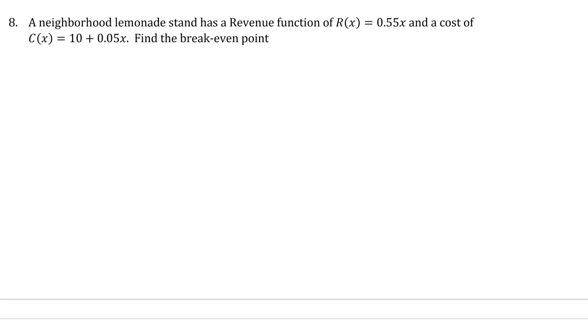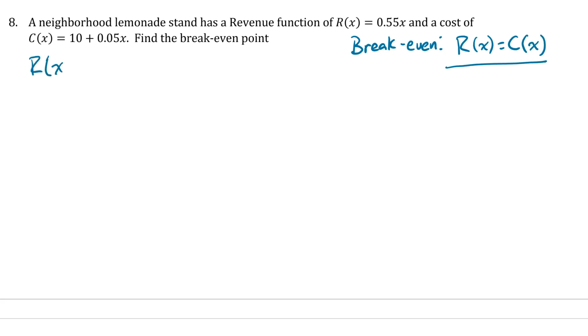All right, number 8. A neighborhood lemonade stand has a revenue function of r of x equals 0.55x and a cost of c of x equals 10 plus 0.05x. Find the break-even point. So what does it mean to break even? It means your costs are equal to your revenue. Because to break even means you didn't gain any money, you didn't lose any money, you just broke even. So in our case, what that really means is it's when r of x equals c of x. That's our break-even point.